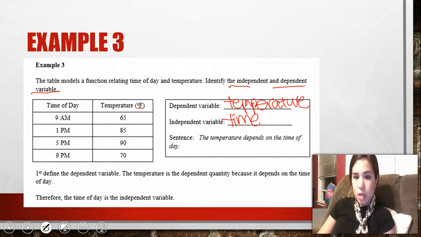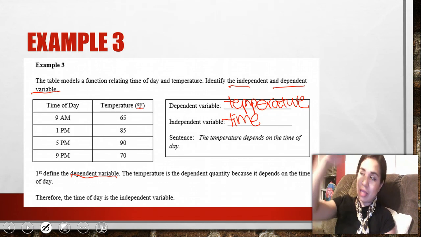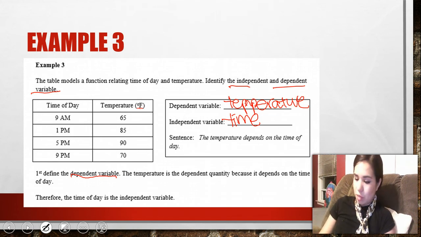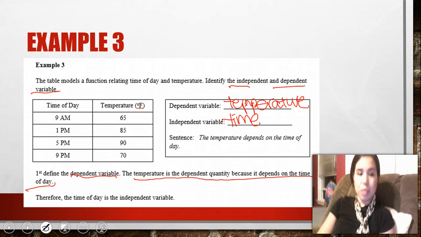Okay, so now it says first define the dependent variable. So what is depending on what? The temperature is depending on the time of day. So that's why we say that the temperature is the dependent quantity, because it depends on what time of day we're looking at. Therefore, the time of day is the independent variable. And like I mentioned before, time is normally the independent variable if it's one of the variables in the word problem.